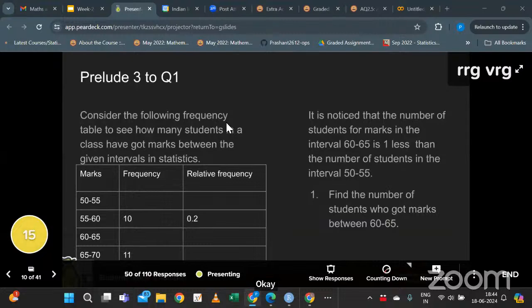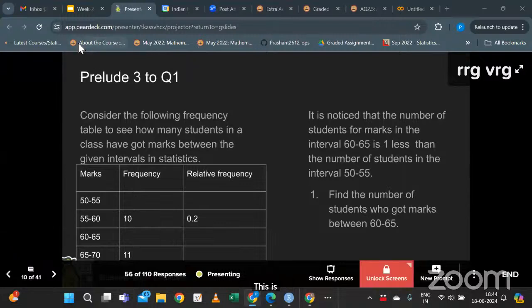Sir, what is this countdown? Countdown for timing for every question. Achha, okay. Which portal is this, sir? This is Pear Deck. You have to join this Pear Deck on your browser. Just enter joinpd.com. After that, you have to enter the code at the top right corner.